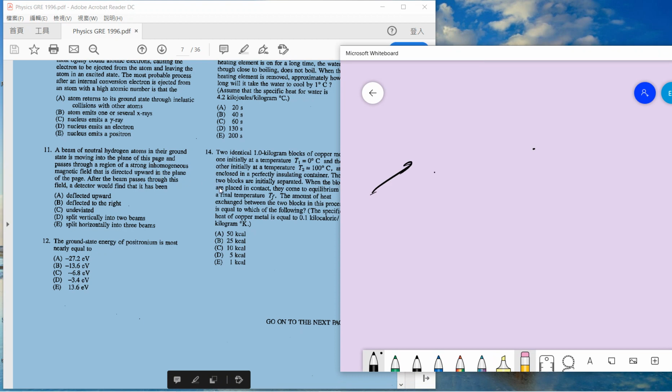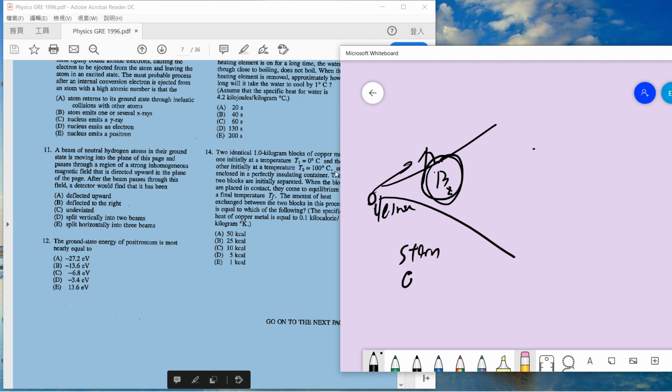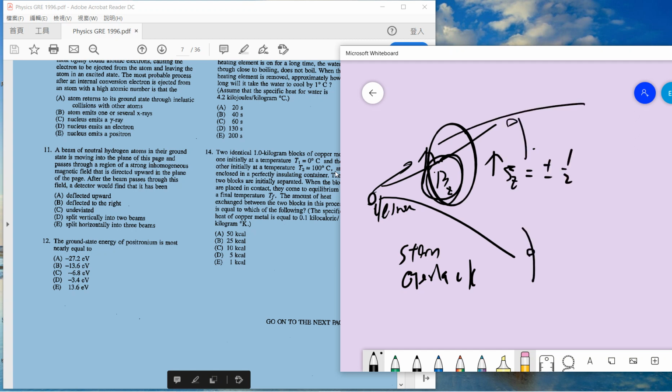So basically this is a simple question because you have an electron and you know that there is an inhomogeneous magnetic field. So remember the Stern-Gerlach experiments. The electron has spin S_z component of plus or minus half, so the beam has to separate into two. So the answer is it splits vertically into two spin components.